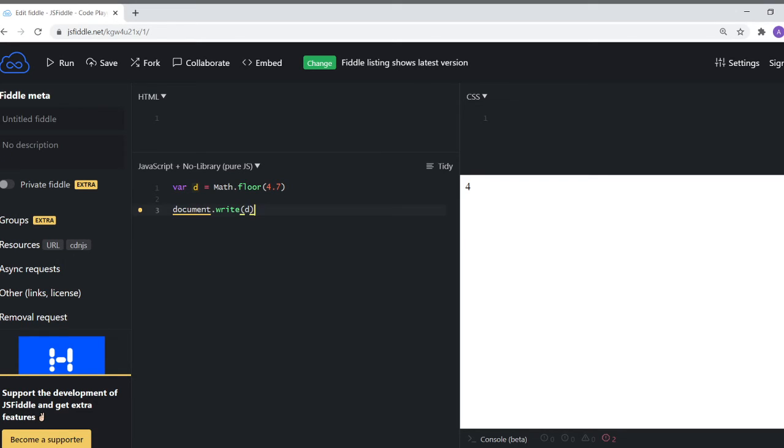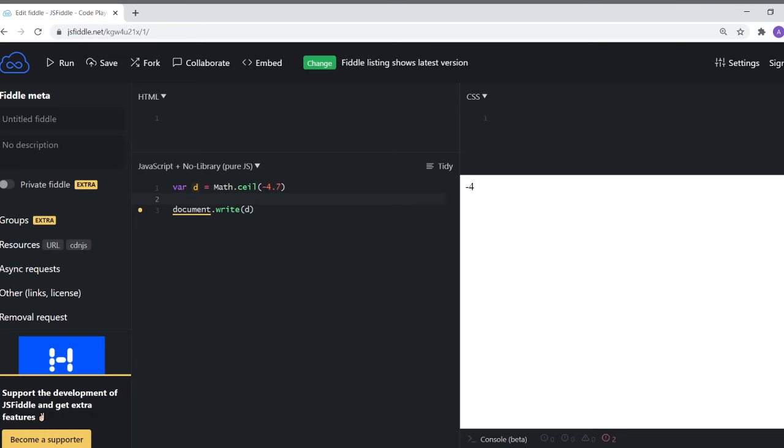Now let's take a look at truncate. Truncate is basically going to remove everything that's after the dot. So it's going to give me 4 only. Now with negative numbers, how this works is, let's say if I say floor of minus 4.7, it'll give me minus 5, because minus 5 is actually smaller than minus 4.7, right? And if I say ceiling, I get minus 4, because minus 4 is bigger than minus 4.7, right?